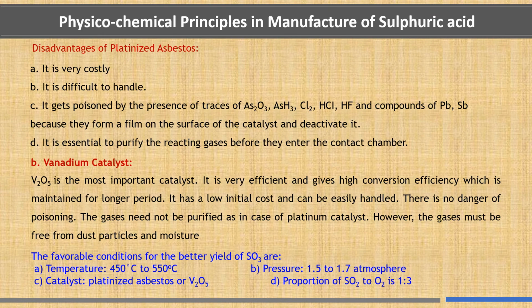Thus, the favorable conditions for the better yield of SO3 are: temperature 450 degrees Celsius to 550 degrees Celsius, pressure 1.5 to 1.7 atmospheres, catalyst platinized asbestos or V2O5, and the proportion of SO2 to O2 is 1:3.